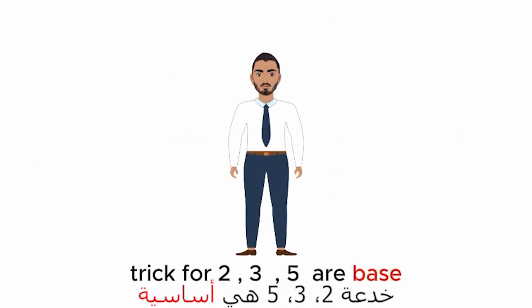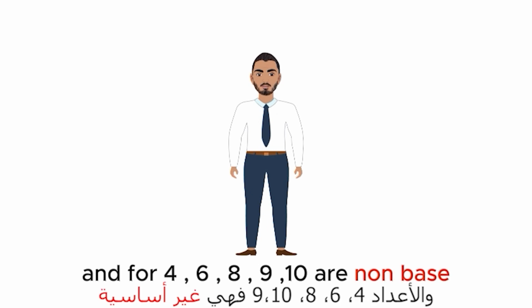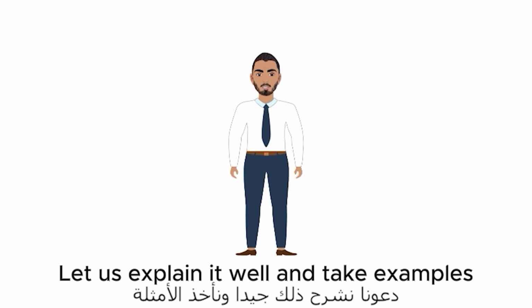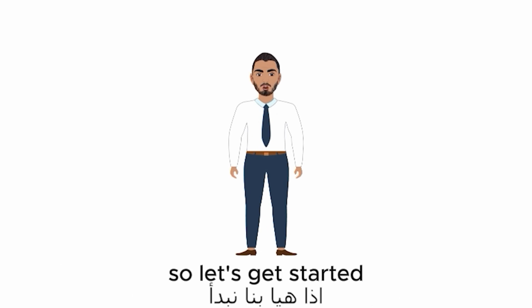The tricks for 2, 3, 5 are basic, and for 4, 6, 8, 9, 10 are non-basic. Non-basic are part of basic. Let us explain it well and take examples. So let's get started.